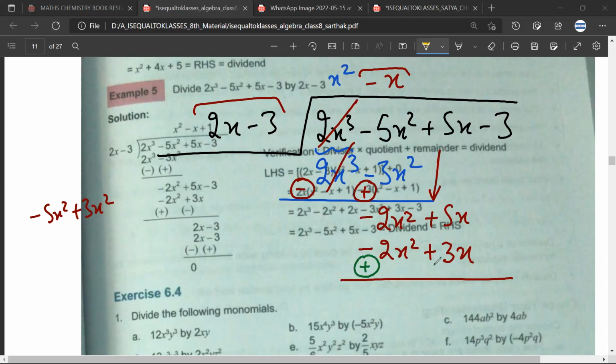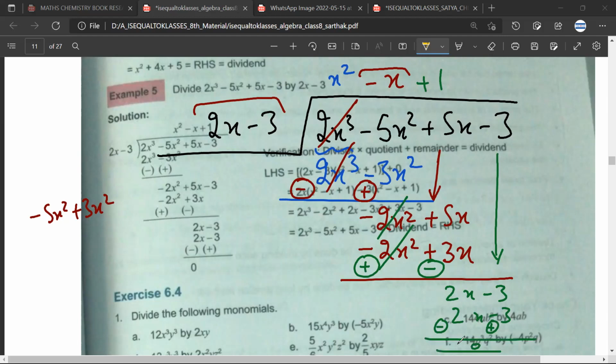Again, I will change the sign. This would be 5x minus 3x, 2x, and minus 3 here. Any doubt, Mr. Sarthak? No, sir. What should I do next? Plus 1. Shabash. This will be 2x minus 3. I change the sign and finally I get 0. Any doubt till here? No, sir.